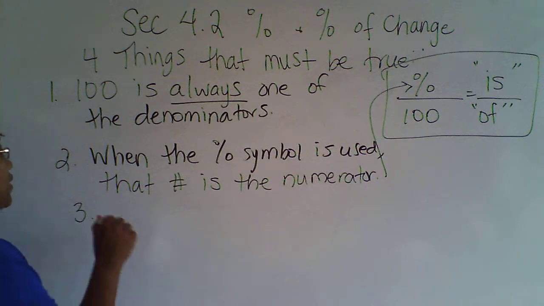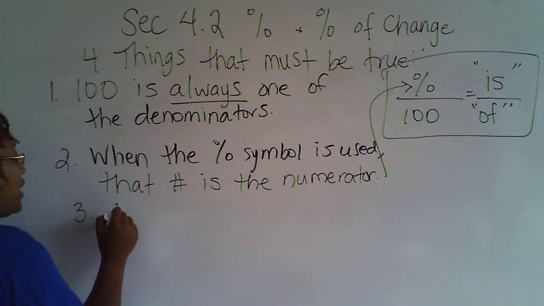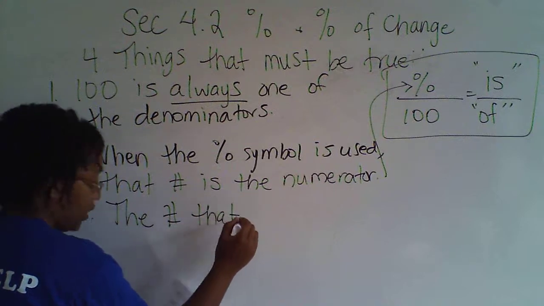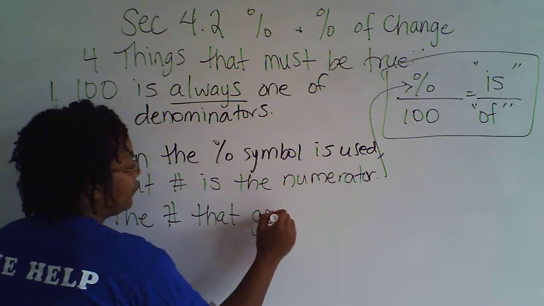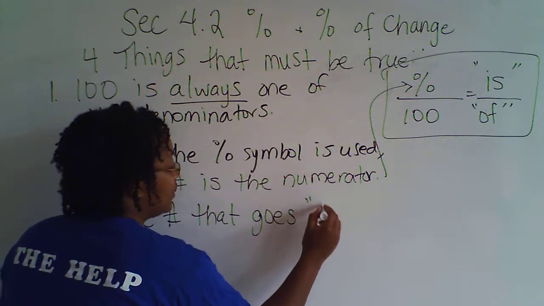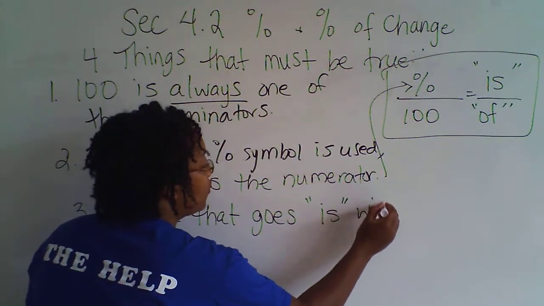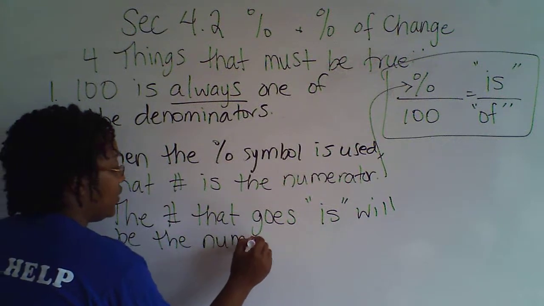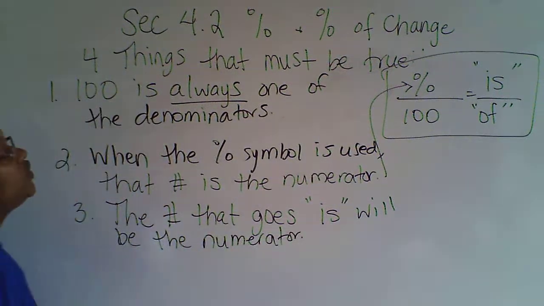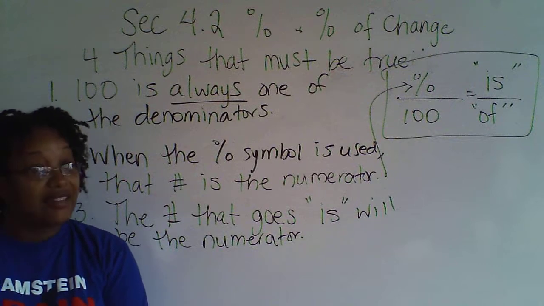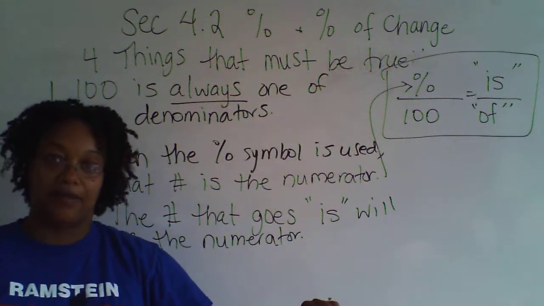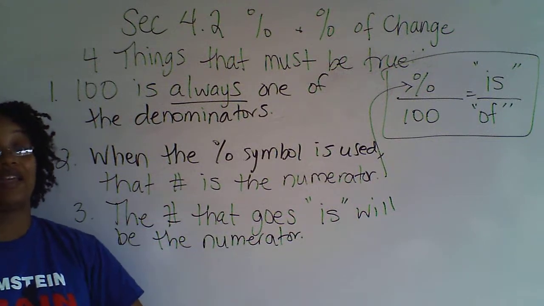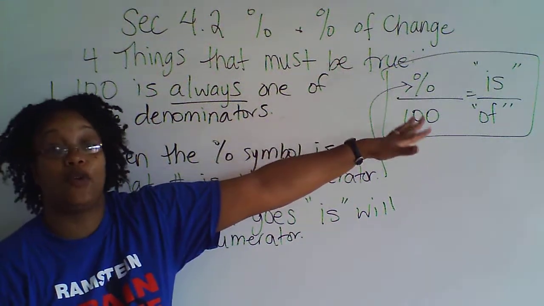So for number 3, the thing that you know is true is that the number that goes with the word is will be your numerator. Okay, so you may be thinking, what in the world is my math teacher talking about? Well, here's the deal. Whenever you do a percent problem, 9 times out of 10, it's going to be a statement or a question. So you're going to have to take that sentence and kind of break it down to determine how to set up your proportion.